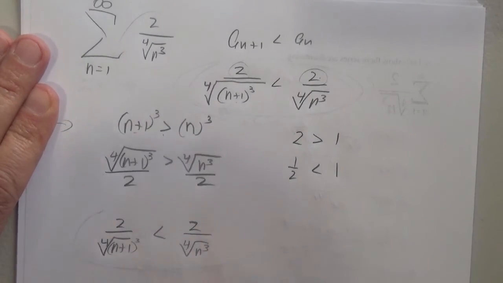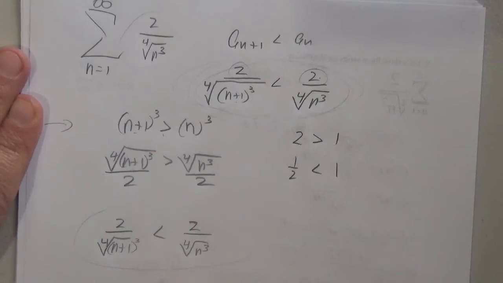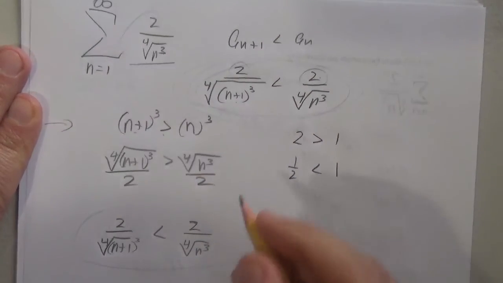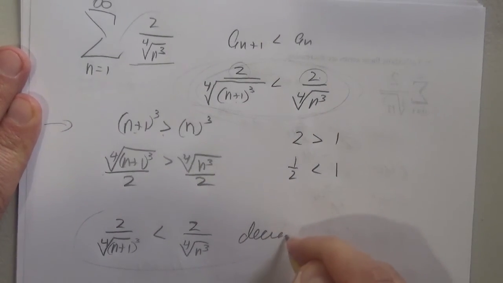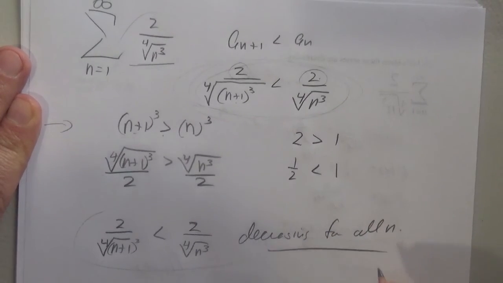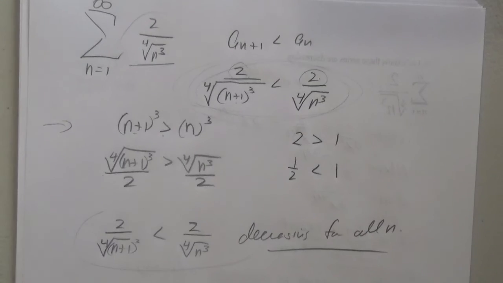Now I have shown that this thing is decreasing for all n. So this series is decreasing for all n. I just find that to be an easier way to show things that are decreasing.